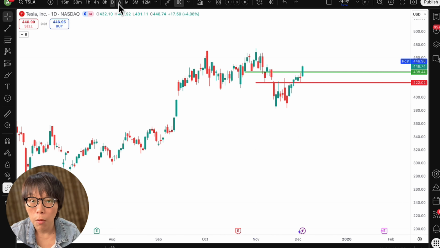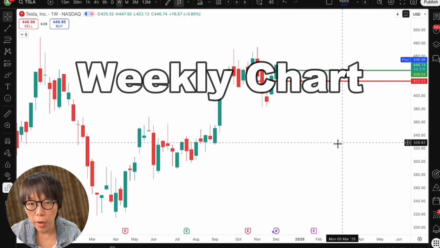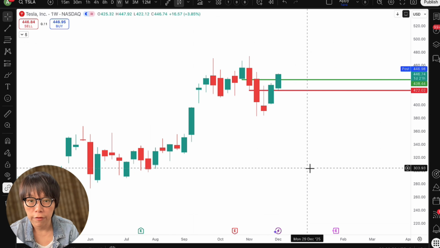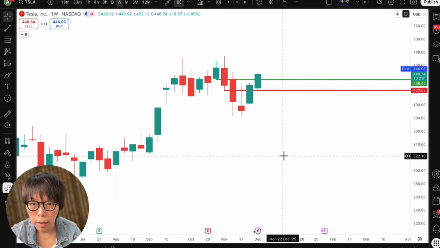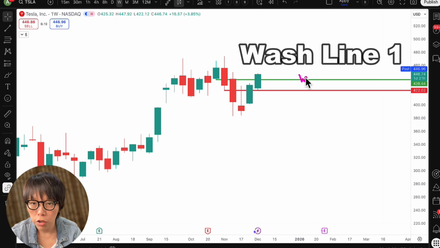More importantly, I want to understand the price action from the weekly chart point of view. Why do I want to go to the weekly chart? That's because the weekly chart gives me a condensed view of what happened in the past week, and that pretty much reduces confusion. Now, let's take a look at the two lines that I've drawn here. This is wash line number 1, and then wash line number 2.